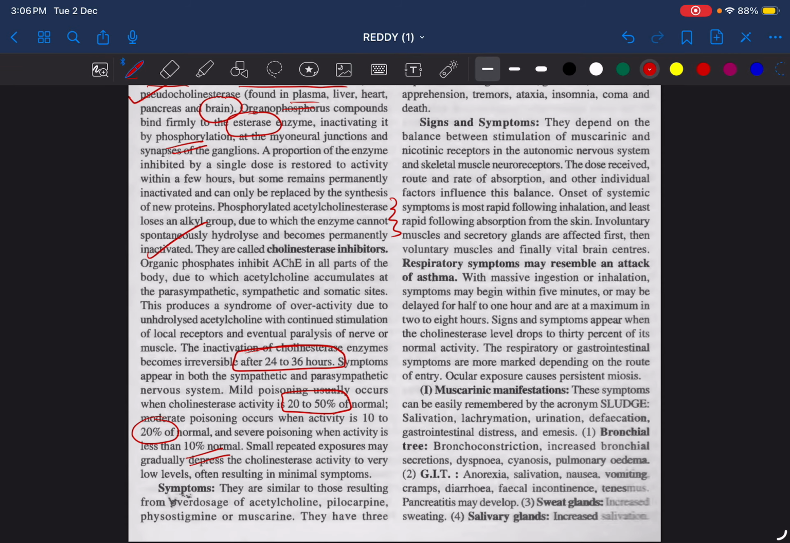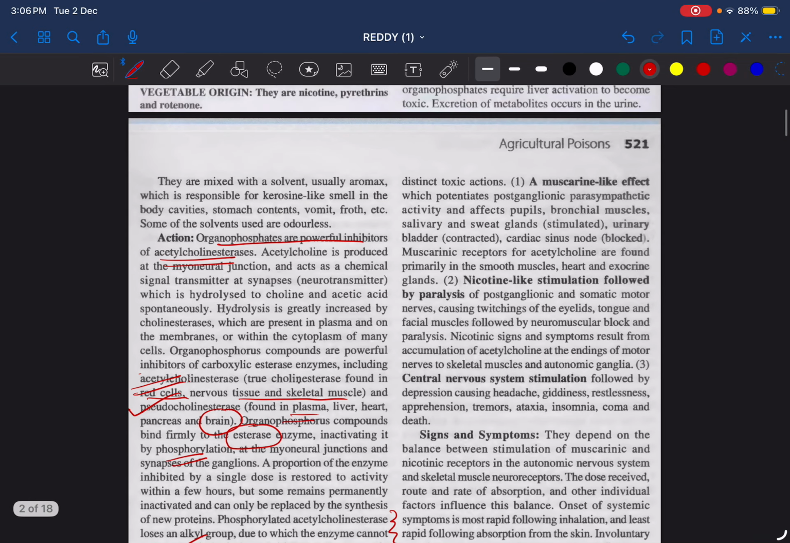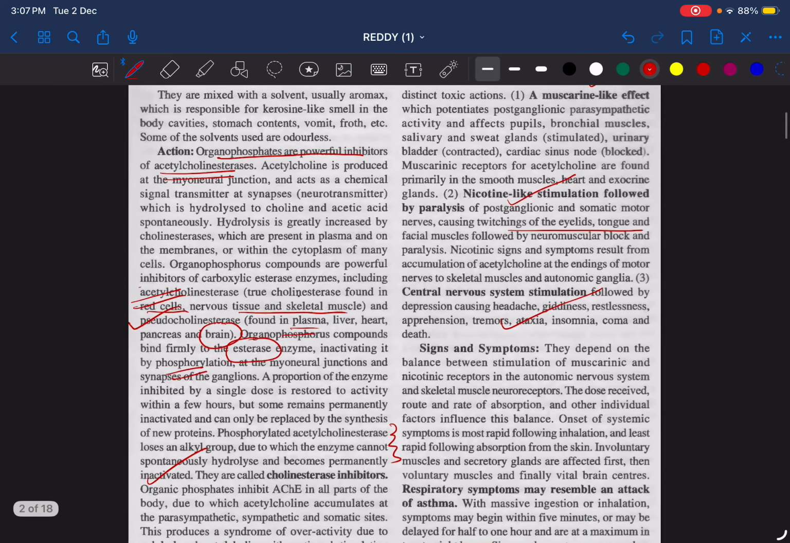Coming to the symptoms, they are similar to those resulting from acetylcholine overdose, and they have three distinct actions. Just remember muscarinic effect, nicotine-like stimulation, and CNS stimulation. In muscarinic effects, we have stimulation of the salivary and sweat glands, the urinary bladder will be contracted, and the cardiac sinus node will be blocked. The nicotine-like stimulation is responsible for the twitching of the eyelids, tongue, and the facial muscles, and the CNS stimulation is responsible for the headache, giddiness, restlessness, and everything.